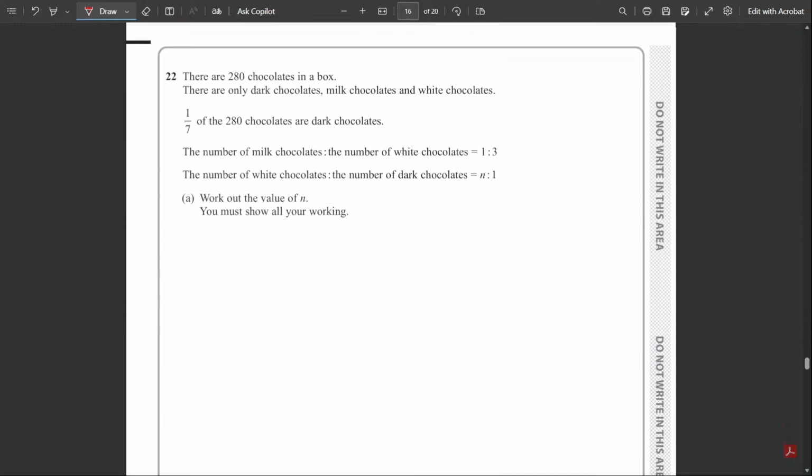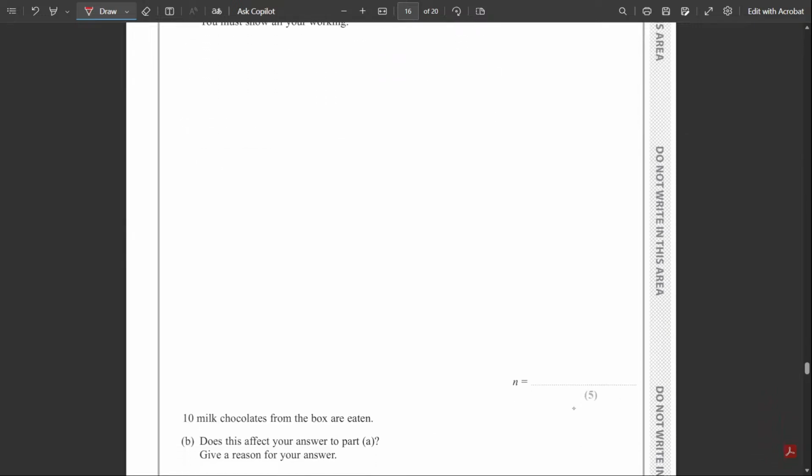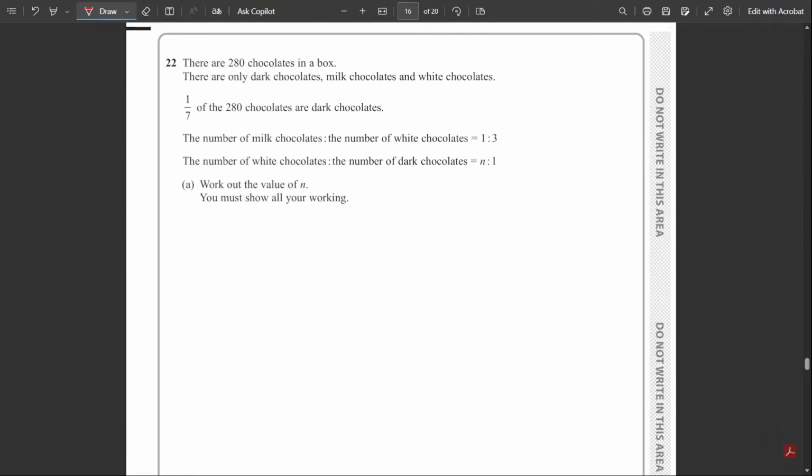Question 22, there are 180 chocolates in the box. Now, a lot of people want to skip these questions because they might find them difficult and not want to read through them. There's a ratio involved, and they say I'm not good at ratios. But look at the marks. There are 5 marks for this question, so even if you get something right, you get a mark. I would want to get 1 or 2 or 3 marks, whatever, but make sure you read the question and attempt it. There are only dark, milk and white chocolates. There are 3 different types of chocolates.